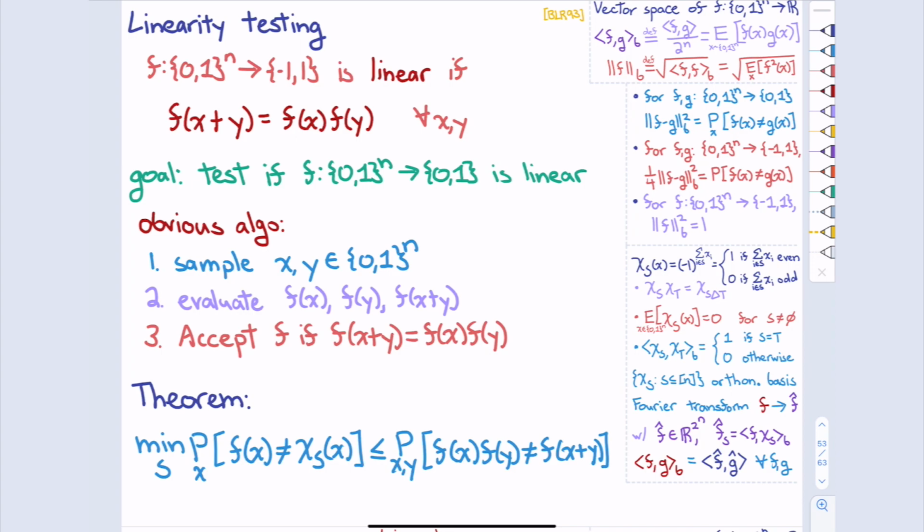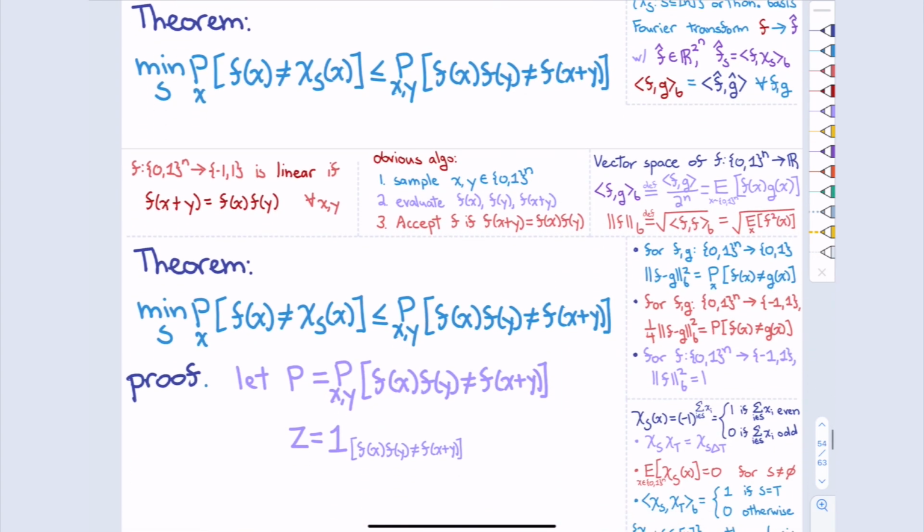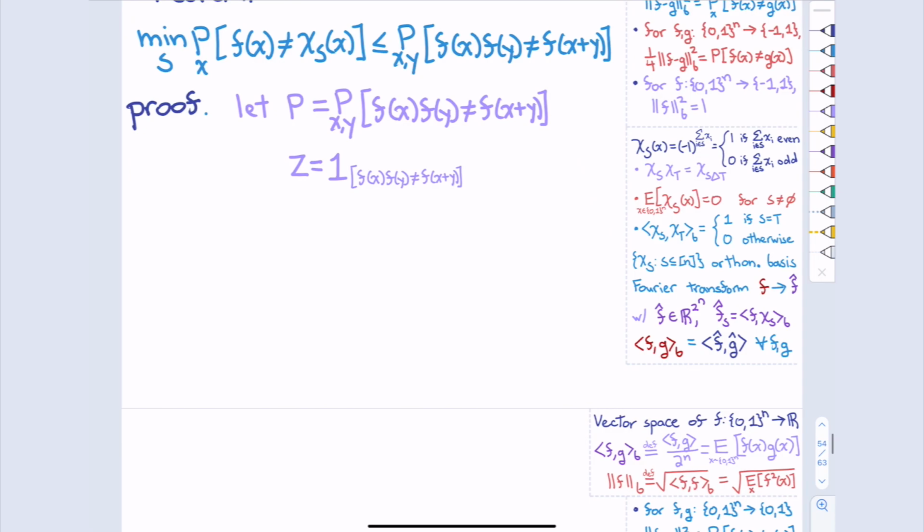Every linear function f that's mapping to -1, 1, and linear in this multiplicative sense of the word, is a parity function. So that's kind of cool. All right, let's prove this. I think we'll have time, as long as I don't think too much myself.